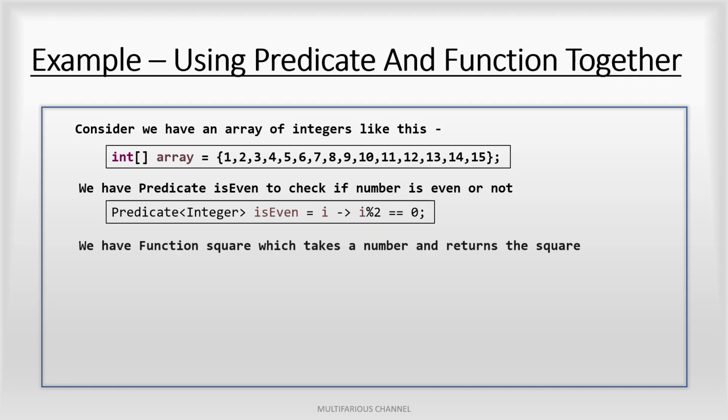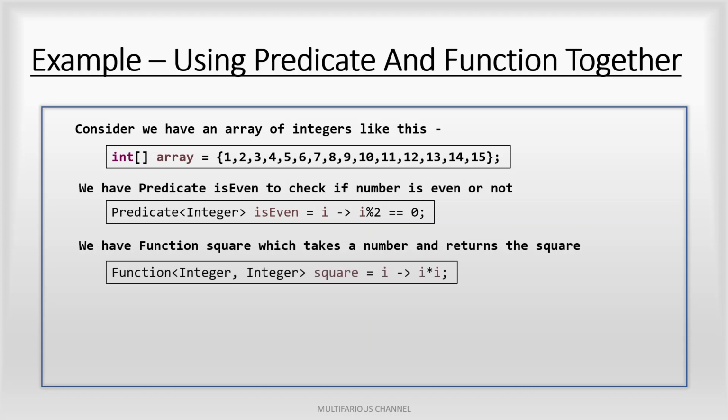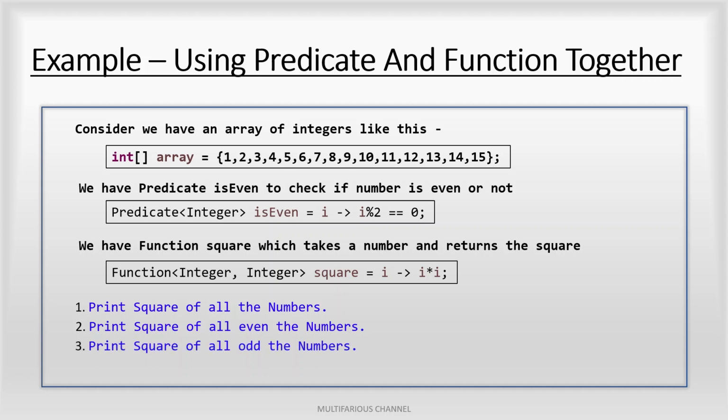Then we have a function which will provide me the square of the given number. So my function would be a Function that takes an Integer and returns an Integer, square, that will take an integer and return the square of that number. What I want to achieve from this is, firstly, I want to print the square of all numbers, then I want to print the square of all even numbers, and then I want to print the square of all odd numbers. So let's look at this in action.